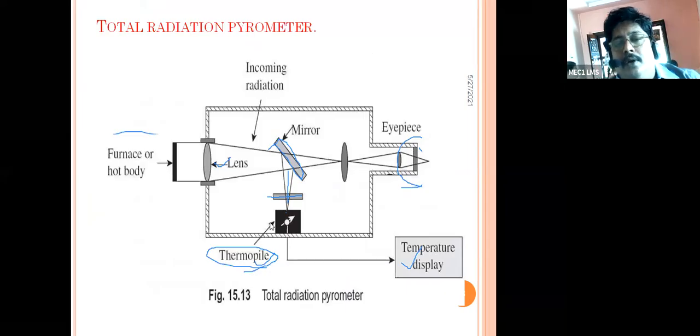See here, this is the radiation pyrometer. Radiation pyrometer means we measure the temperature of a hot body or furnace from the radiation it emits, with the help of this pyrometer, which is arranged with a mirror and some lenses and a temperature-measuring device. Is it clear? Do you understand? Any questions?